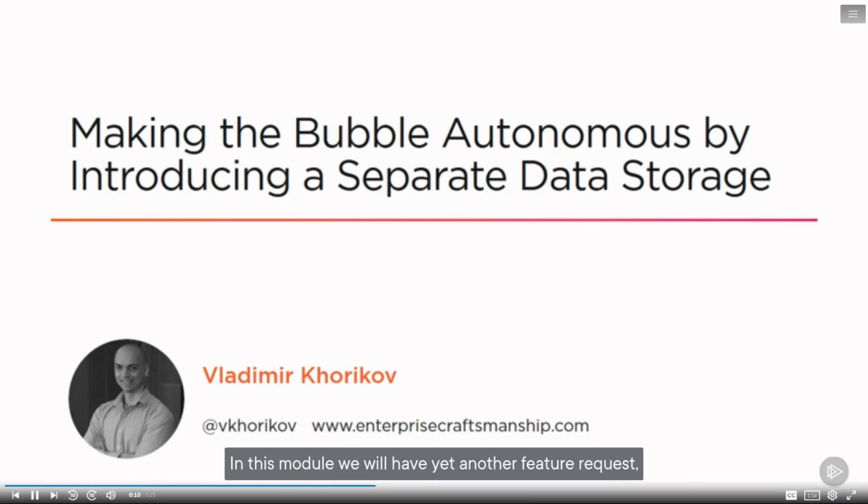In this module, we will have yet another feature request, this time a more complicated one. It will require us to grow our bounded context into an autonomous bubble by introducing a separate data storage for it.